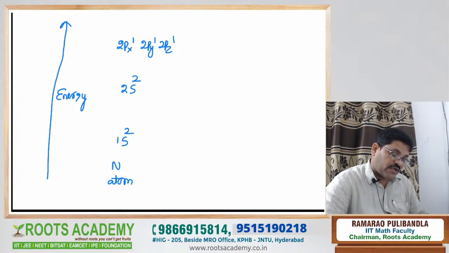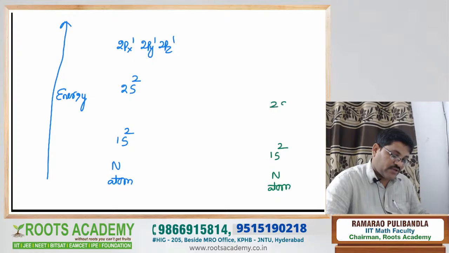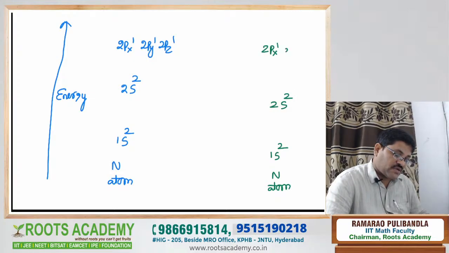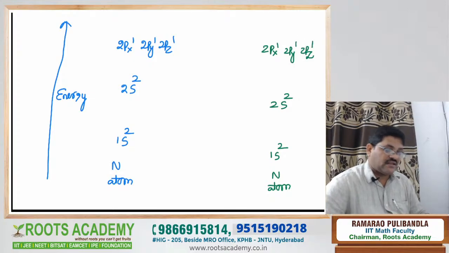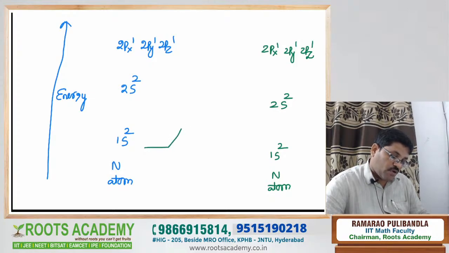And in the N2 gas, we take the second nitrogen atom. For the second nitrogen atom, again you write 1s2, 2s2, and here 2px1, 2py1, 2pz1, like that. Understood? Now the atomic orbitals of this nitrogen atom and the atomic orbitals of this nitrogen atom are combined, which gives rise to molecular orbitals.